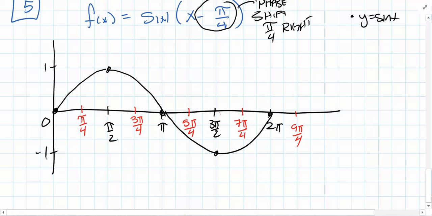So this dot goes here. This dot gets moved to here. This dot gets moved to here. That dot gets moved to there. That dot gets moved to there. So you end up with this graph here.